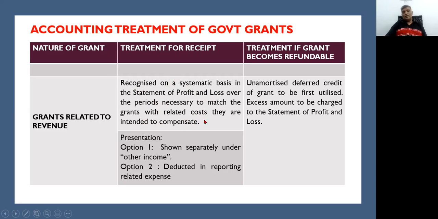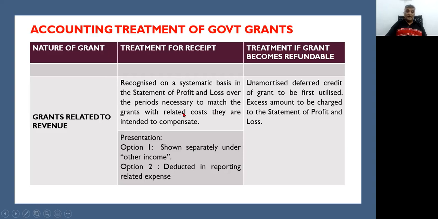So the cost is what? Employee welfare expenses. So if you feel that you will be incurring the employee welfare expenses over a 7-year period for which this grant was received, then probably you should recognize the grant in the P&L account on a 7-year basis, over the 7 years.